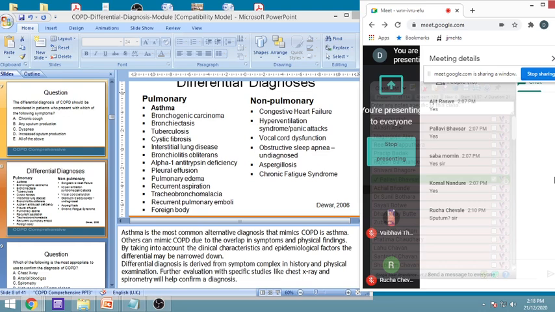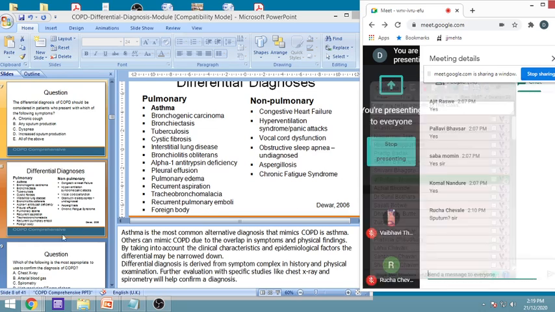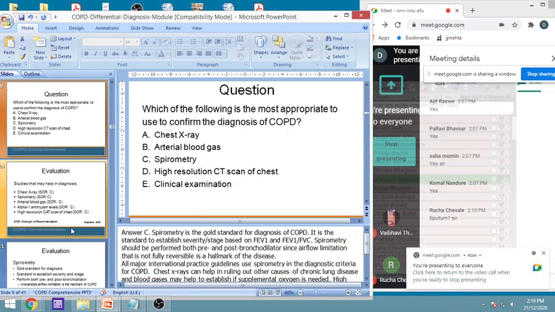We go for various tests, including antigen tests or microscopic tests, and we can find the tuberculosis microorganism. Then we can say that that particular condition is tuberculosis. So like that, we apply clinical characteristics and epidemiological factors, and then the differentiation can be narrowed down. Differential diagnosis is derived from the symptom complex in the history and the physical examination, and further evaluation with specific studies like chest X-ray and spirometry will help in confirmation of the diagnosis. So this is how we go for the final diagnosis one by one.